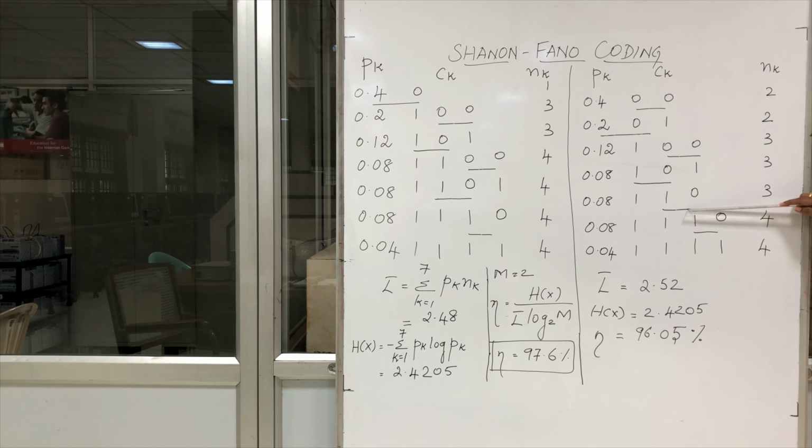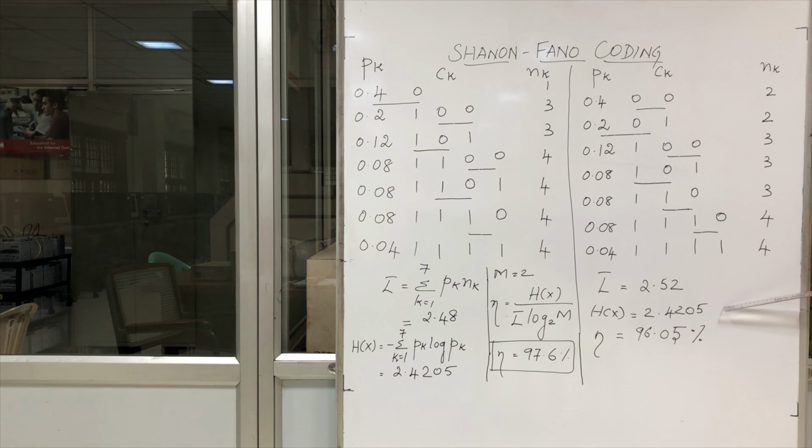So the division has been done over here, and to this division you have assigned a 0, to the next portion it is 1. This is a single message, so the code for this 0.08 is 110. Now concentrating on the remaining two messages, following the same procedure, to one message it is 0 and to the other message it is 1. So the coding procedure is over, and we have written the number of bits present in every code word. Using the same L-bar formula, if you calculate, the answer is 2.52, and the entropy doesn't change, which is 2.4205. Using the efficiency formula, if we calculate, it is 96.05.